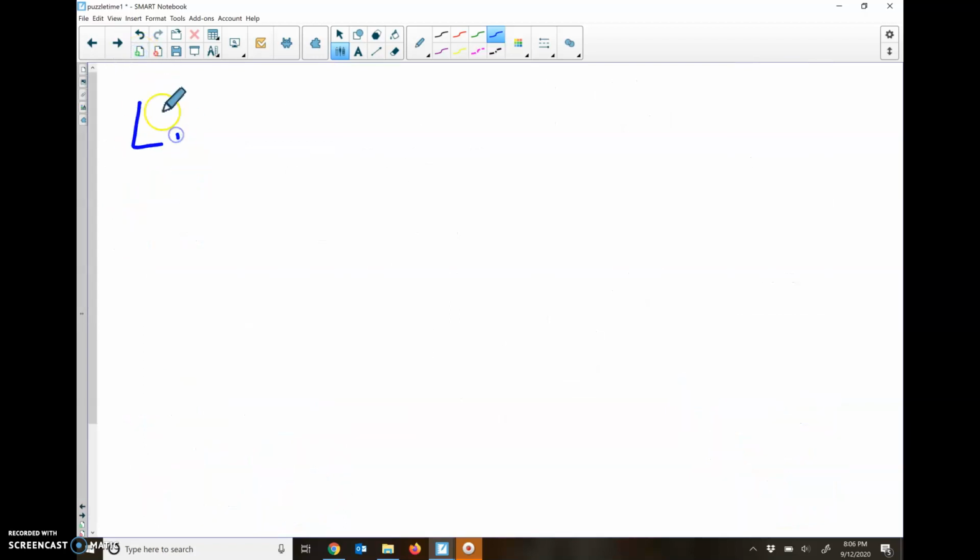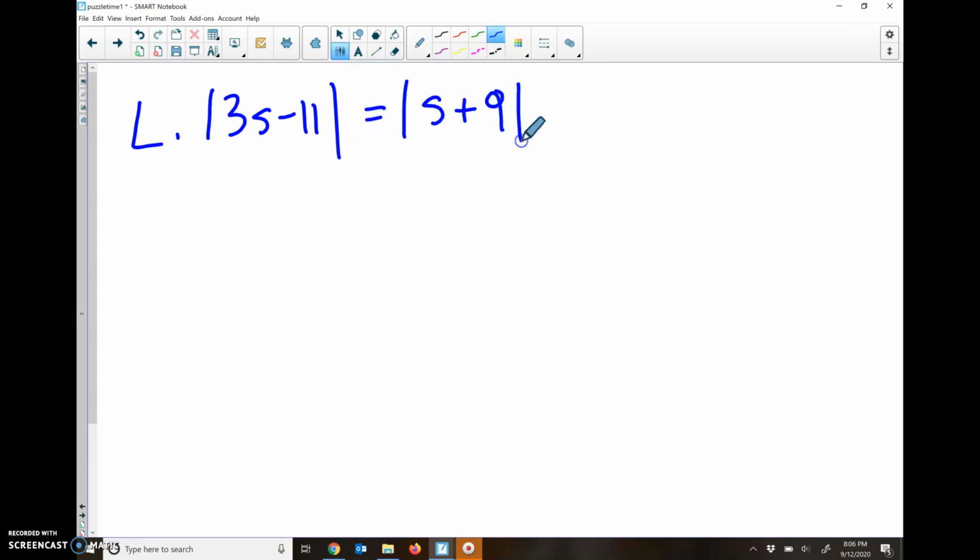Okay, and we're going to do L. So I need some room, so we're going to do it on a new sheet. So absolute value of 3s minus 11 equals the absolute value of s plus 9. Okay, so remember, we got to get our absolute value bars by themselves. They already are by themselves. So now we're going to write our two equations, one positive, one negative. So we got 3s minus 11 equals s plus 9. There we go. Everything's positive, keeping it how it is.